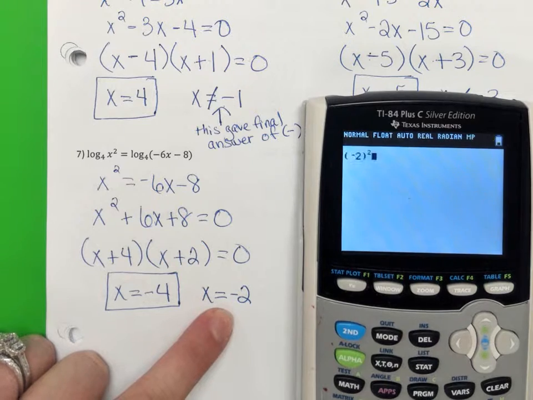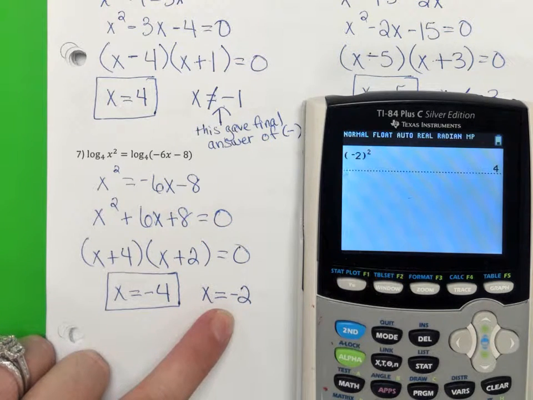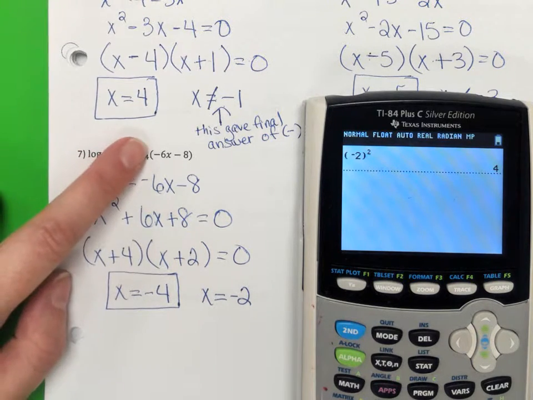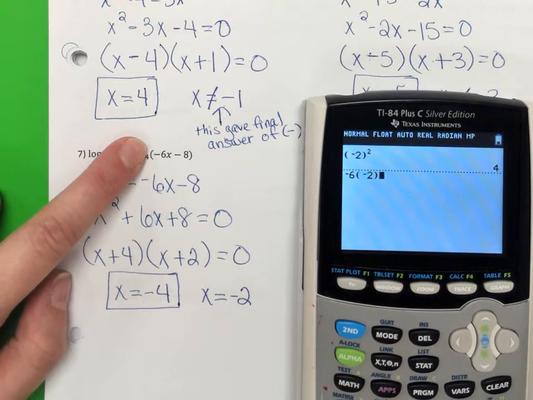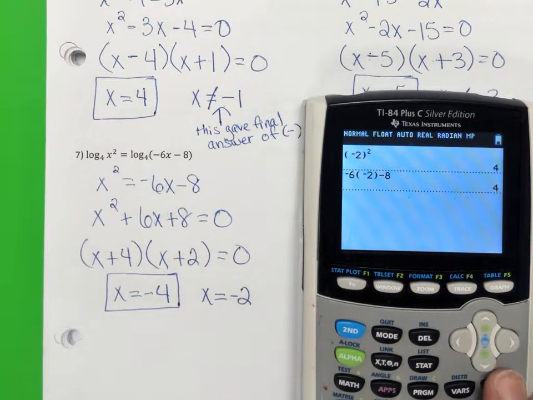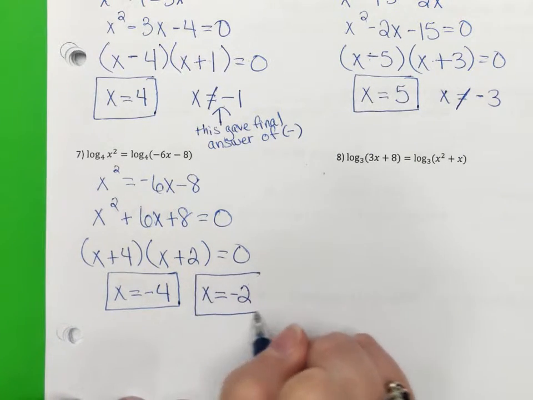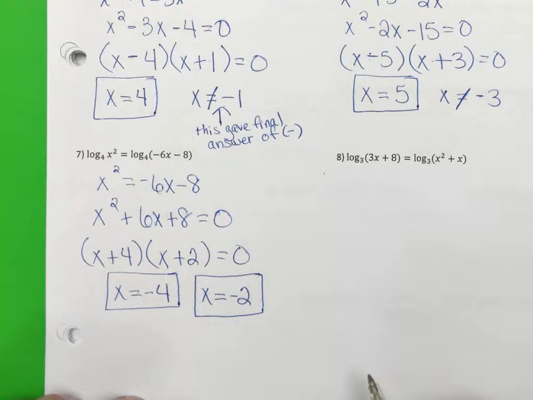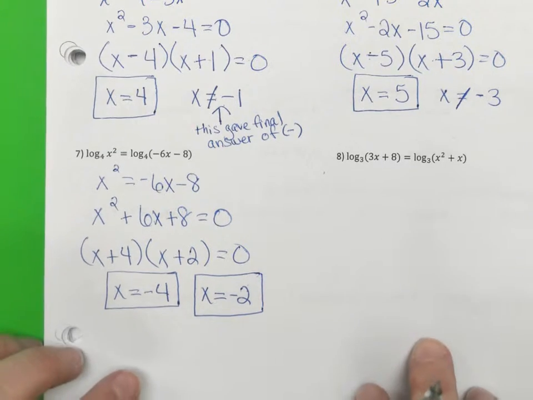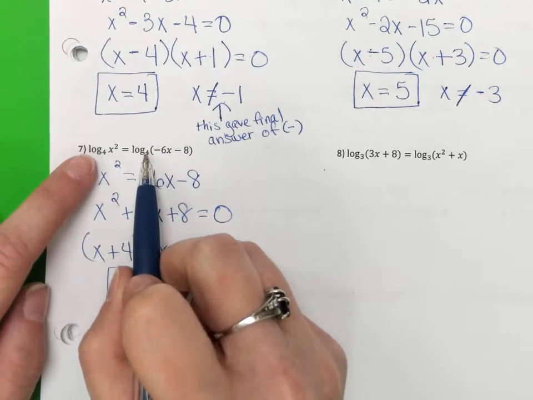Let's plug in the other one. Negative 2 squared is how much? Positive 4, right? So let's plug it in the other side. Negative 6 times negative 2 minus 8. What does that give you? It gives you 4. So they're both my answer. What does that mean? That means that either one worked, right? Does that make sense? Okay, what do logarithms mean again?